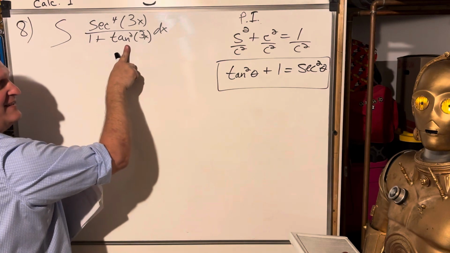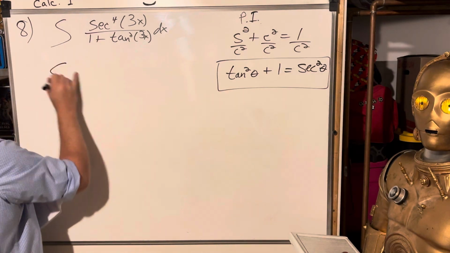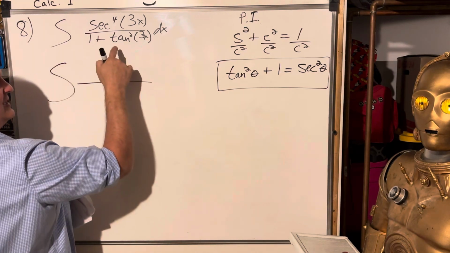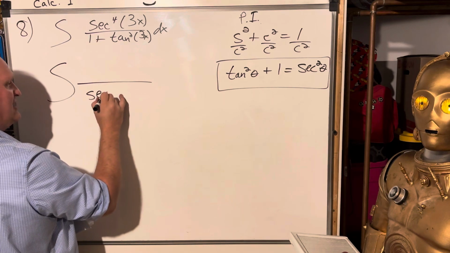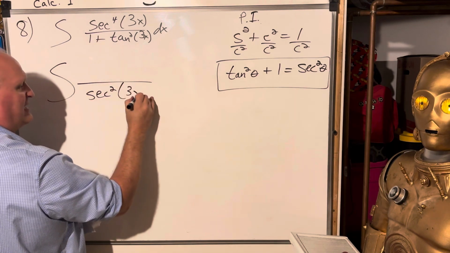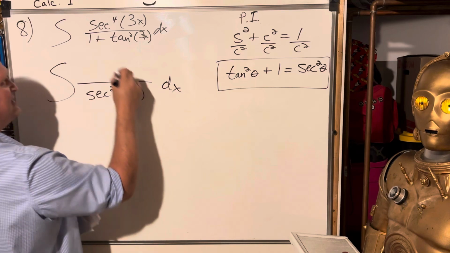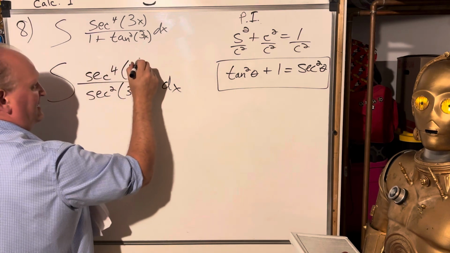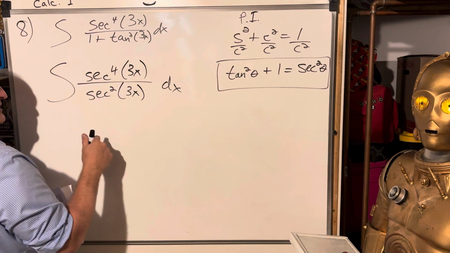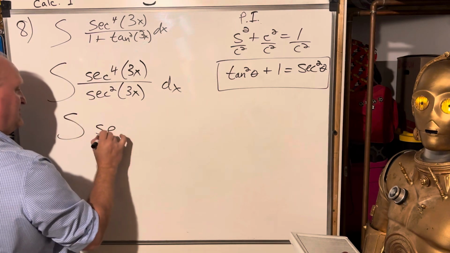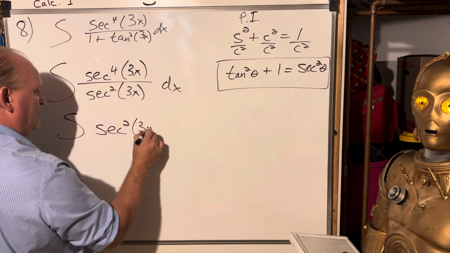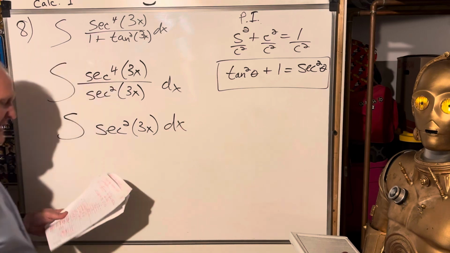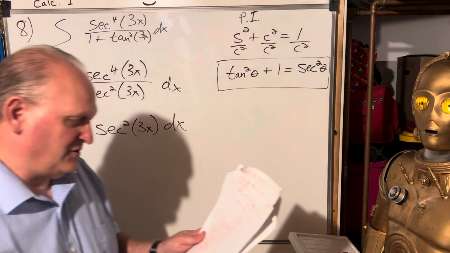And that's what we have right there. So let's first substitute this for secant squared of 3x dx. And this is secant for 3x. And so now we can cancel those two. So we're just looking at that, which is in our wheelhouse, right?